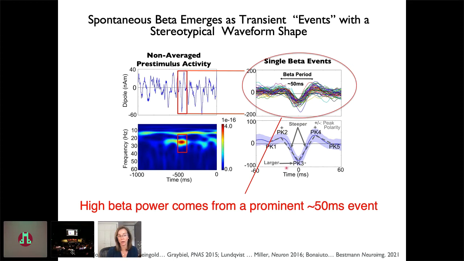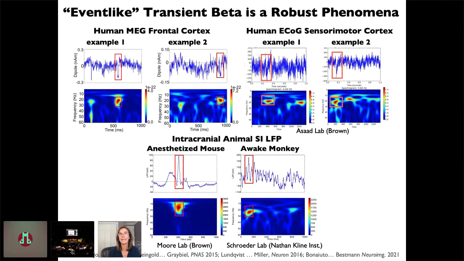And here I'm just showing you some quantification, but I think you can see from the raw signal very clearly that they have this stereotypical shape. Now, this transient or event-like nature of beta events has been shown to be a very robust phenomenon. We've observed it also in frontal cortex during somatosensory attention tasks. We've observed it in ECoG signals over sensorimotor cortex. We've also observed similar transient waveforms in intracranial recordings and local field potentials from both anesthetized mice and awake monkeys. Others have seen similar beta activity in motor cortex and in many areas throughout the brain.